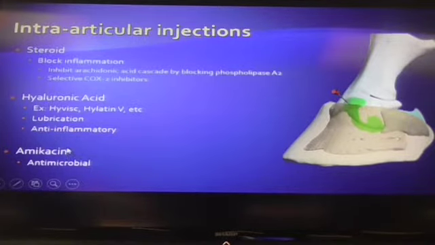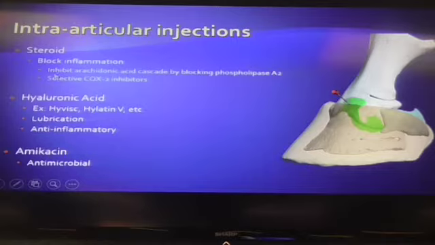Remember, anytime you're going into a joint, there's a potential of introducing infection, no matter how cleanly you prep it, wearing gloves and all that. I strongly recommend if you're going to do anything like this, no matter what you're putting in there, put an antibiotic in there too. Okay? Amikacin is the one that basically everybody uses.